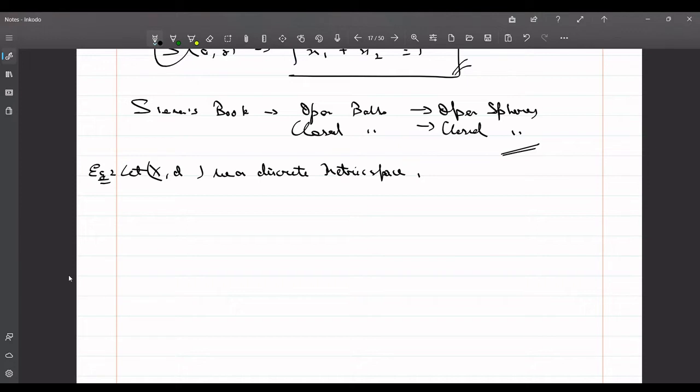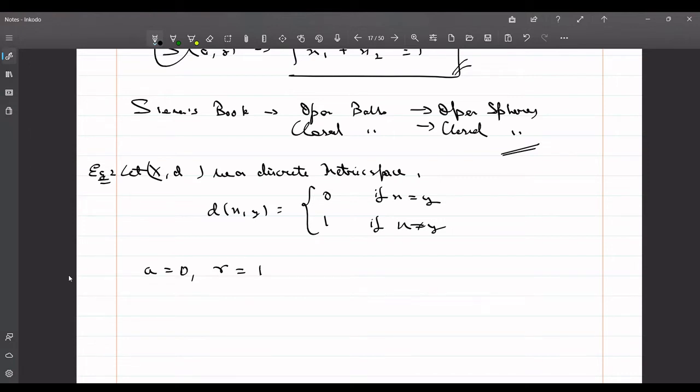Let (X, d) be a discrete metric space. We already know what a discrete metric space is, right? A discrete metric space has d(x, y) equal to 0 if x equals y, and 1 if x is not equal to y. Now let us say we take a equals 1, and let's say r is equal to 1 itself. Oh, let's take a equals 0 and r equals 1.